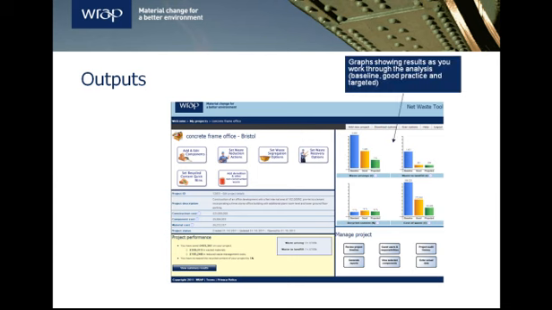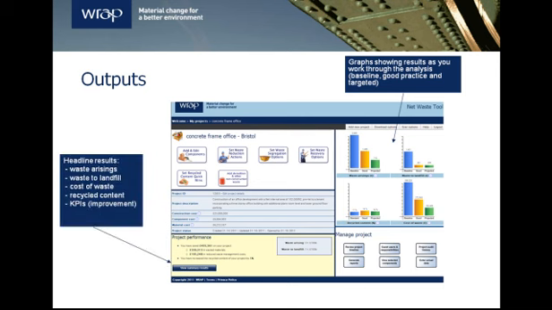High-level results show waste arisings, waste to landfill, recycled content, and cost of waste. These results can be viewed on the graphs on the project homepage and in tables via the View Summary Results button.